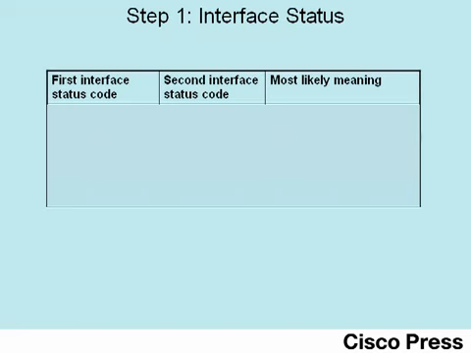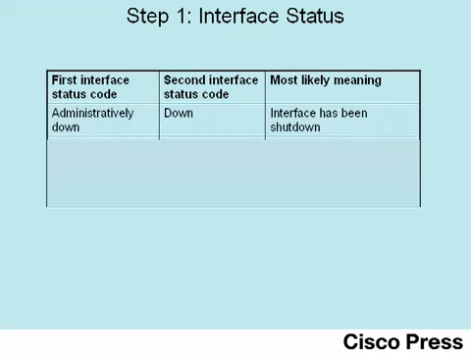Before looking at the command line interface for the serial link, let's look at the four combinations of those two status codes which you might bump into in an actual router. First of all, if you've had a shutdown command configured on the interface, then the first status code shows administratively down, and the second status code lists simply down. So that just means that you shut down the interface.